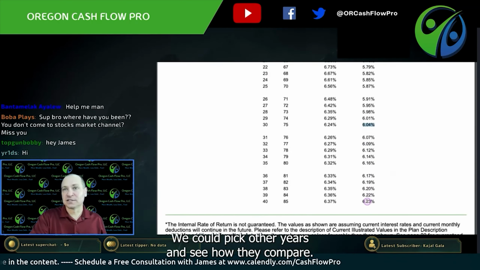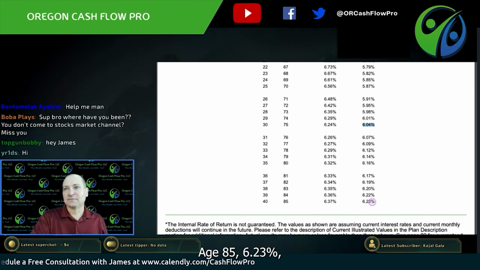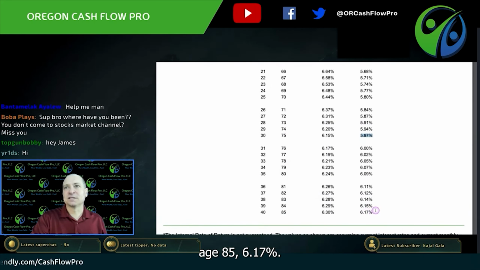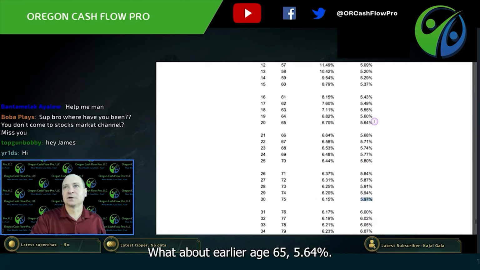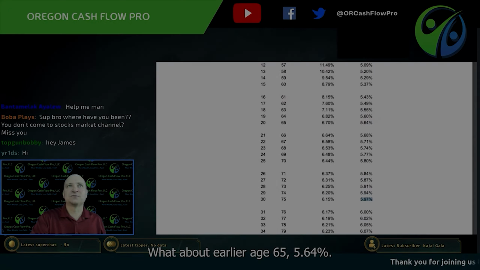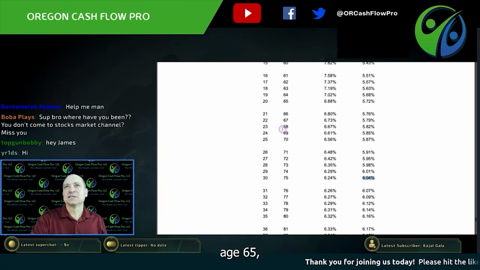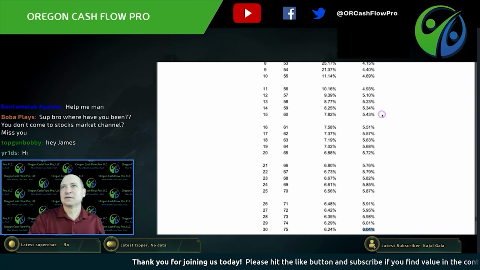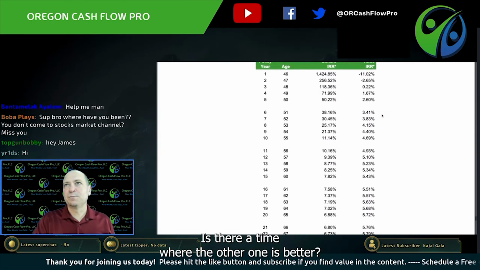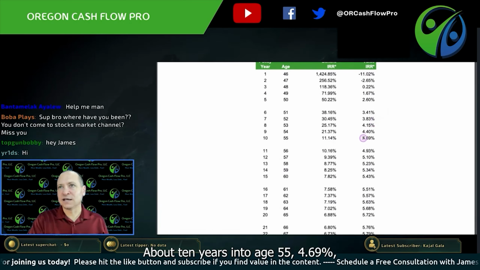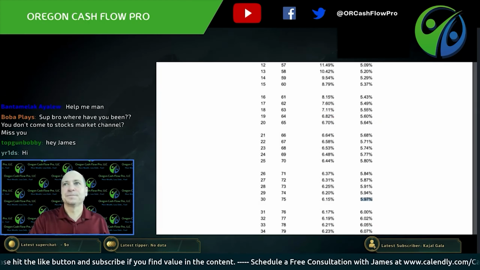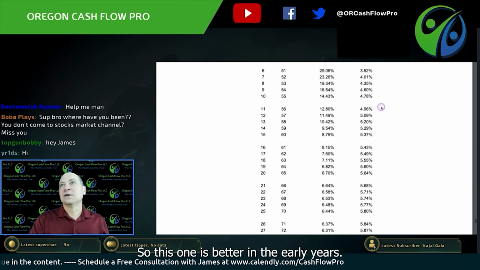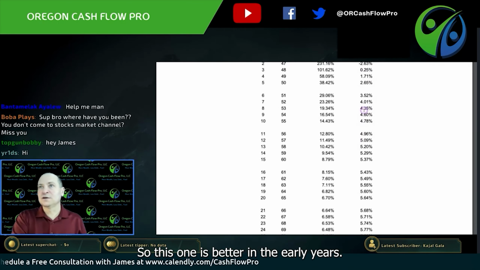We could pick other years and see how they compare. Age 85, 6.23. Age 85, 6.17. So we're still higher. What about earlier? Age 65, 5.64. Age 65, 5.72. We're still higher, even back at age 65. Is there a time where the other one is better? How about 10 years into it? Age 55, 4.69, 4.78. So this one is better in the early years.